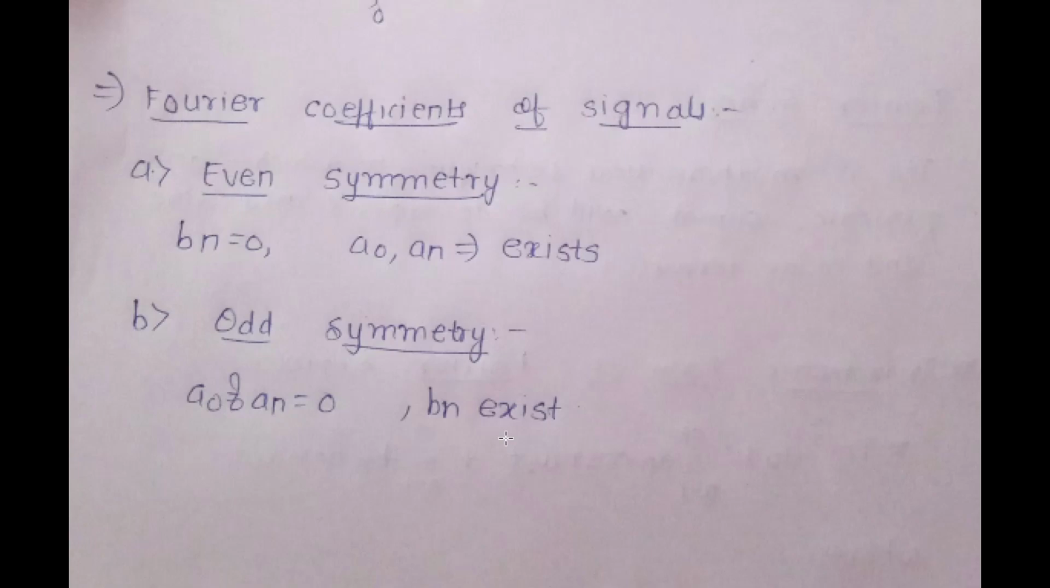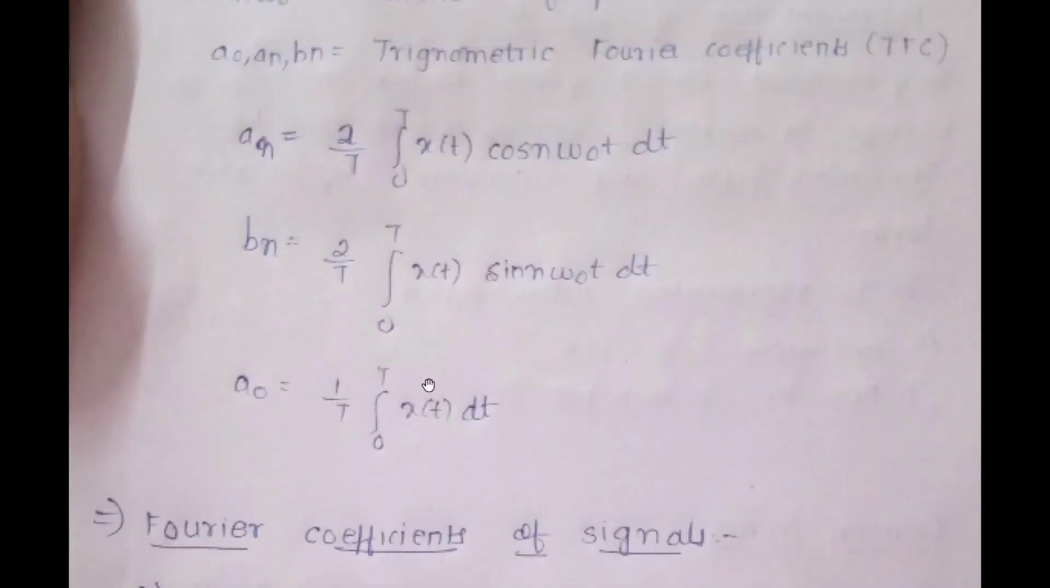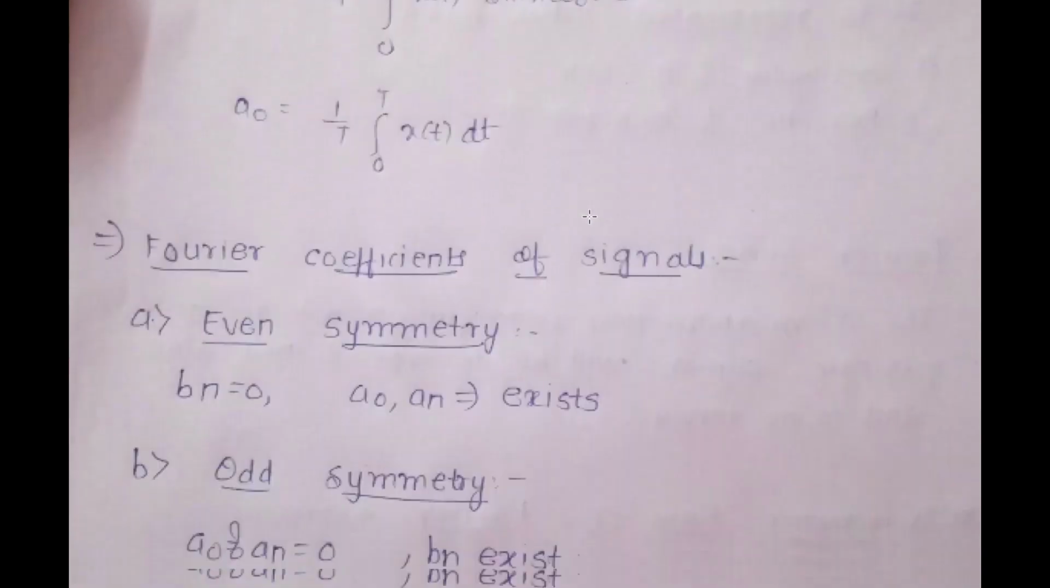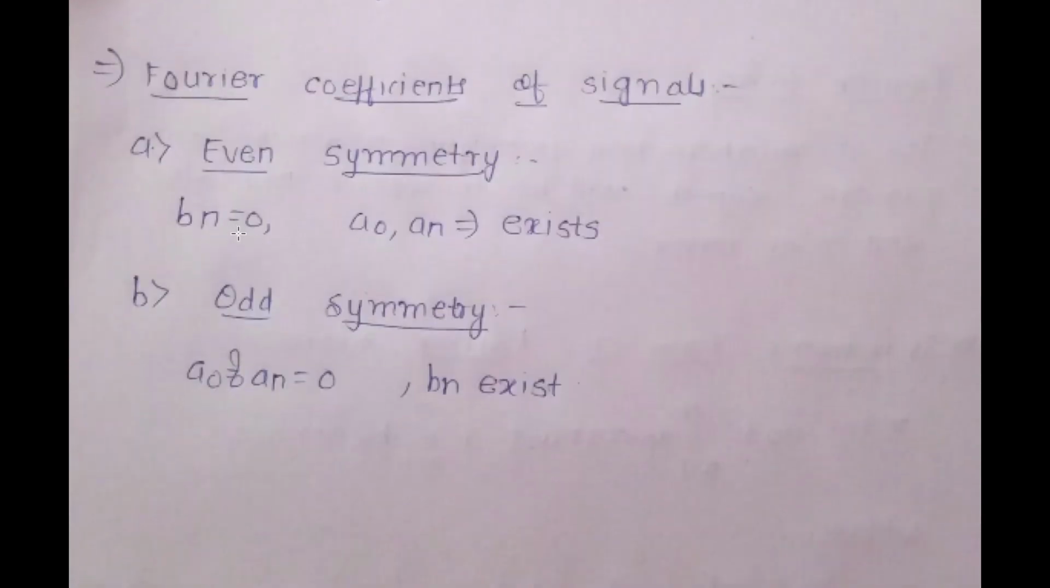What happens is, as I told you, if you are able to identify the type of signal given to you, you need not solve the question for each and every coefficient by applying these formulas, a0 as this, an as this and bn as this. You directly know that if it's an even symmetry, my bn will be equal to 0. I just need to find out a0 and an. If it's an odd symmetry, my a0 and an are equal to 0 and only my bn will exist.